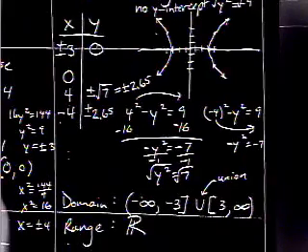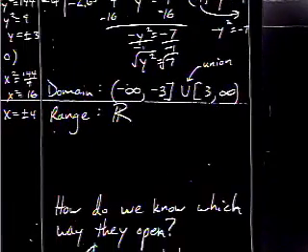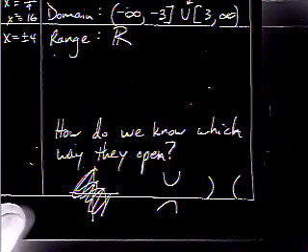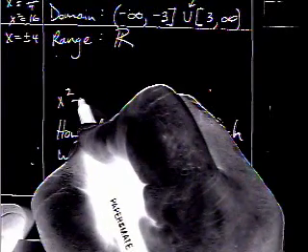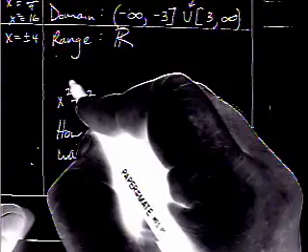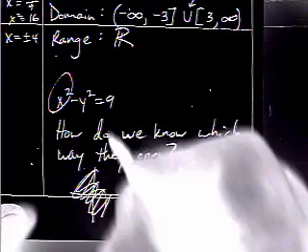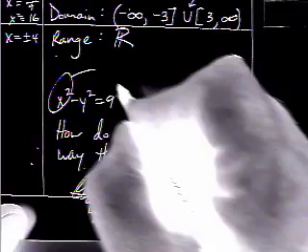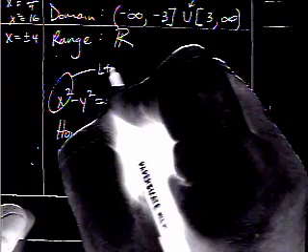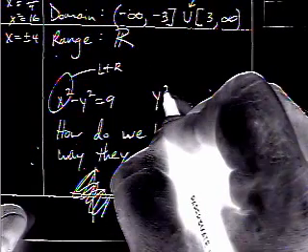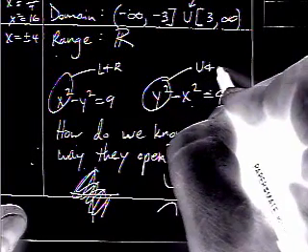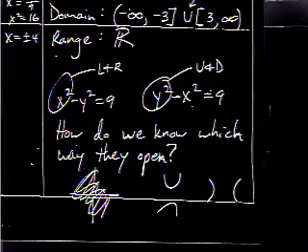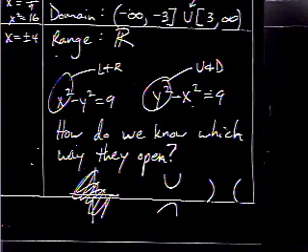A question you might have for me is, how do we know which way they open? Do they open up or down, left and right? How do we know? It has everything to do with the positive squared term. In the last example, I noticed that this positive squared term was x. So that's the left and right opening variety. If it had been positive y squared, that would be the up and down opening variety. We'll practice those in class.